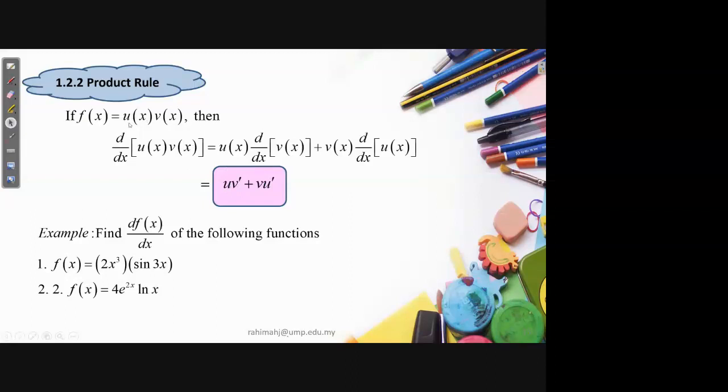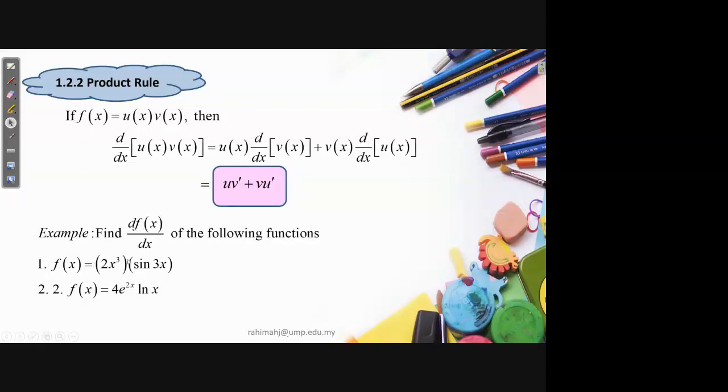So we let our first term as u and the second term as v, or you can randomly pick any. For the product rule, you can pick anything because u times v is actually equal to v times u. But we have this formula u prime v plus v prime u. So we have this example.